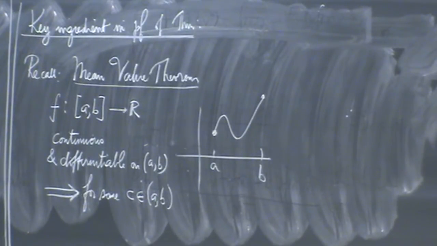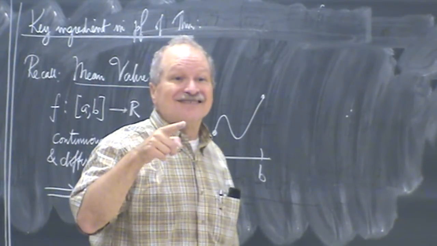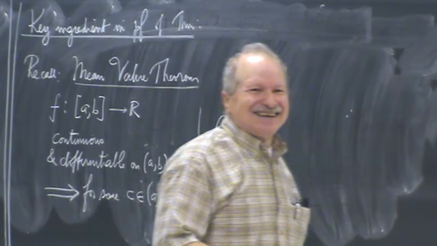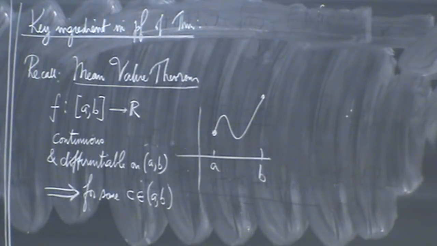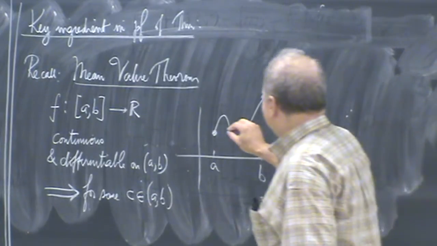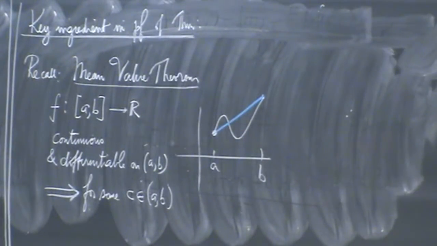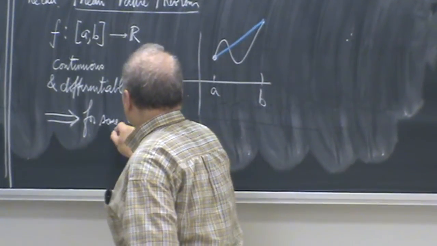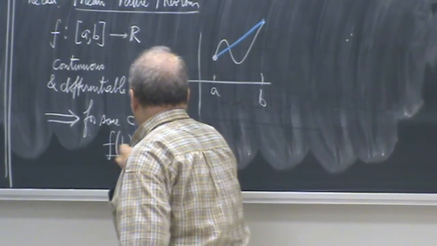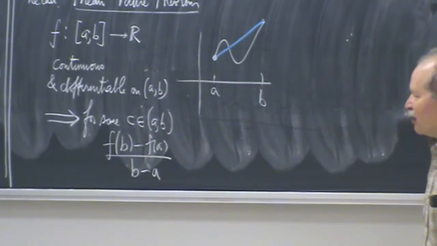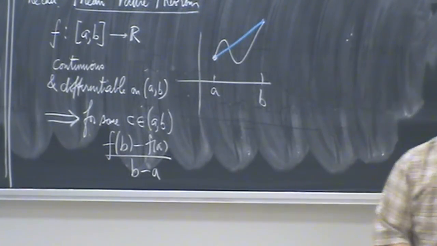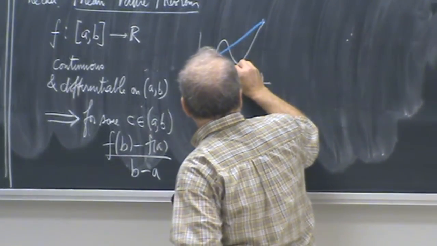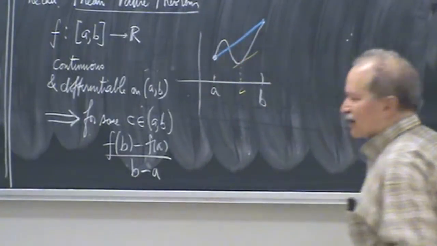No. Wrong theorem. She got it. It's f prime of c equals f of b minus f of a over b minus a. It's the slope at c. There's some point where the derivative equals that quotient. So at least one. So look at the slope of the secant line joining the endpoints of the graph. And the theorem says that there's at least one point in the interval where the derivative matches that slope.